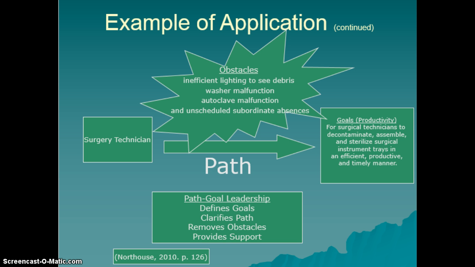This again is another diagram of the example that I gave in the previous two slides of the Path-Goal theory process. You have surgical technicians. The path is clearly defined: they are tasked to decontaminate, assemble, and sterilize instrument trays in an efficient, productive, and timely manner. Then you have your obstacles that impact the path, which are inefficient lighting to see the debris, washer malfunctions, autoclave malfunctions, and unscheduled subordinate absences. In this instance, it's showing you that the Path-Goal leadership should define the goals, clarify the path, remove those obstacles, and provide support.